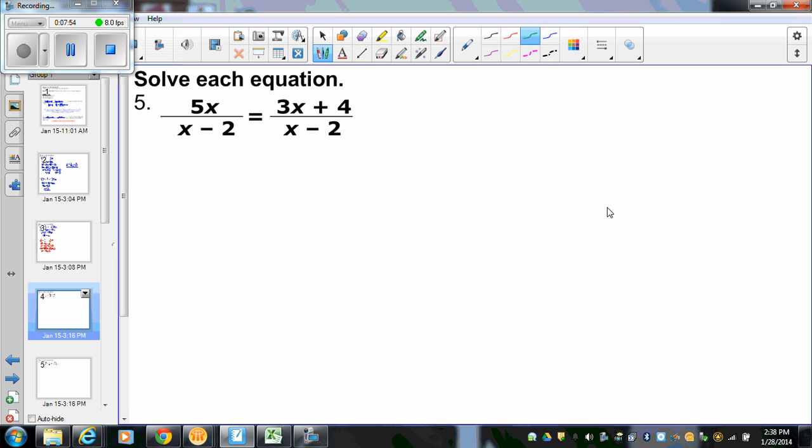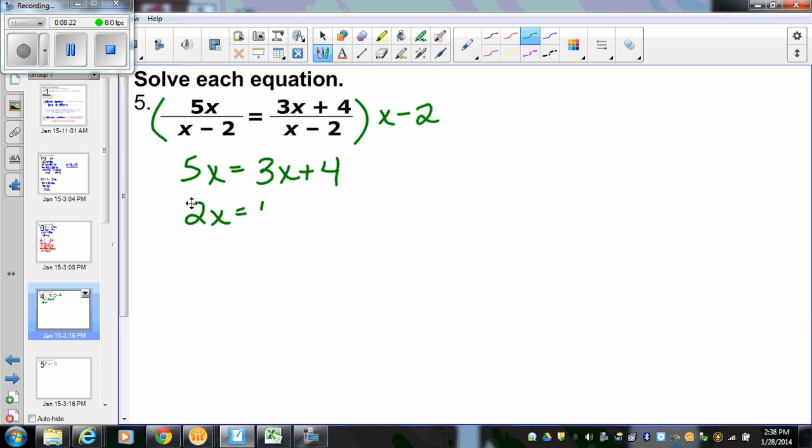All right, so let's try another one together. Here I have 5x over x minus 2 equals 3x plus 4 over x minus 2. And check this out. They both have the same denominator, which means that x minus 2 is my least common denominator. And when I multiply through by that, I'm just left with 5x equals 3x plus 4. So now we're back to a little middle school problem. Subtract the 3x, and you get 2x equals 4, x equals 2.